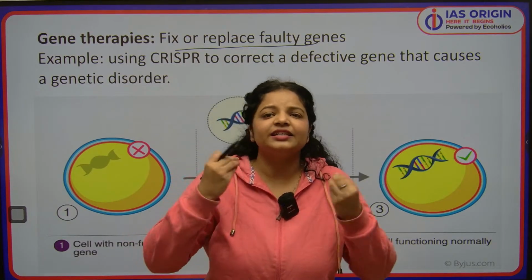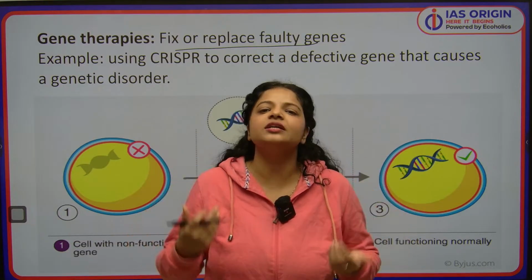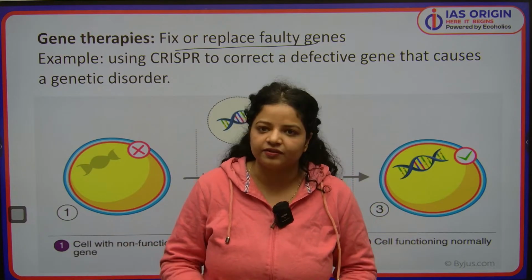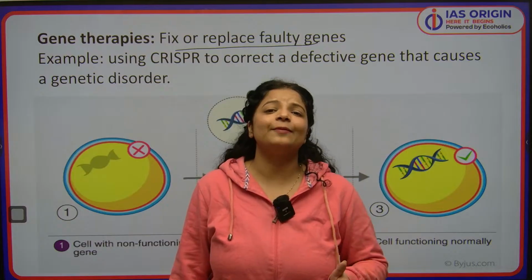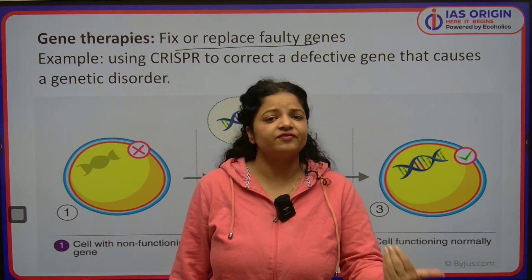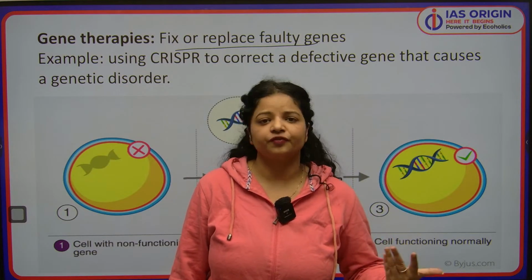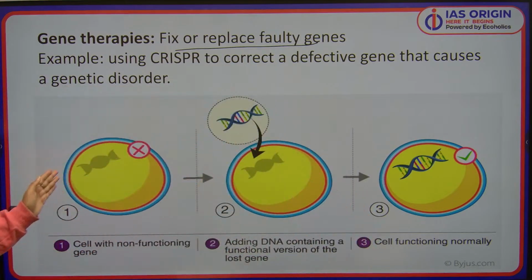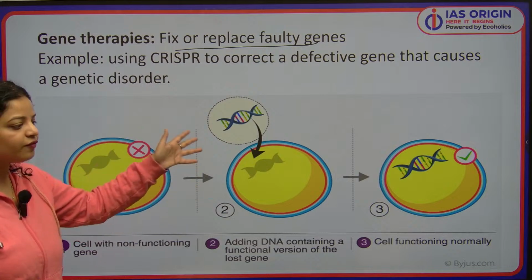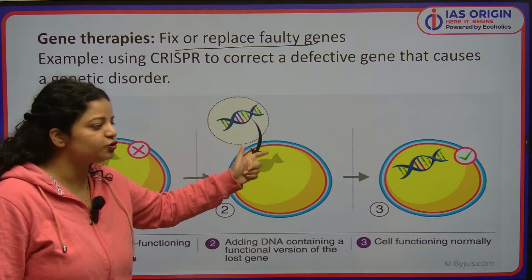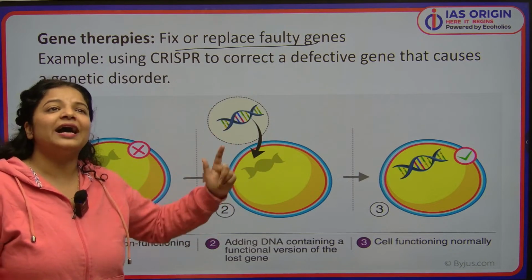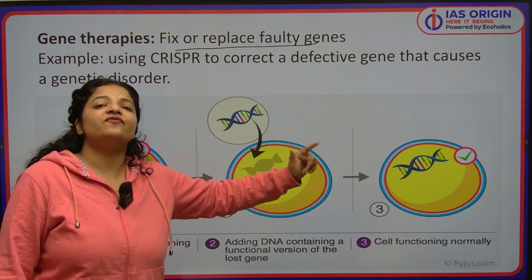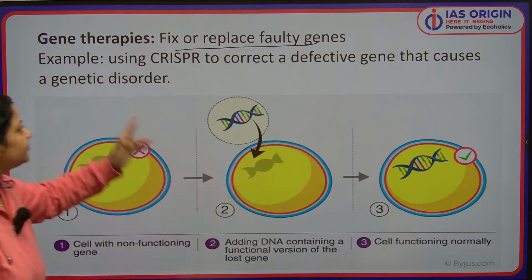So now, if those cells and tissues are working effectively, only then is my body also working effectively. If there is any kind of damage in the cells and tissues, then definitely I will face a lot of issues related to my body. So under gene therapy, what we do is either replace or fix these faulty genes present in my body, so that the particular cell can function in an effective manner.